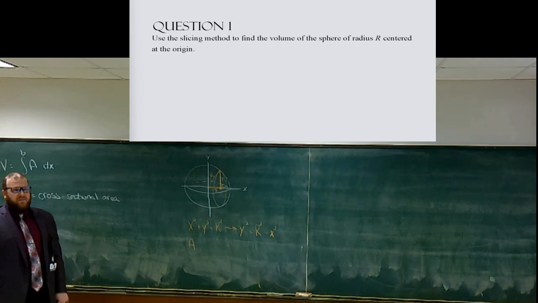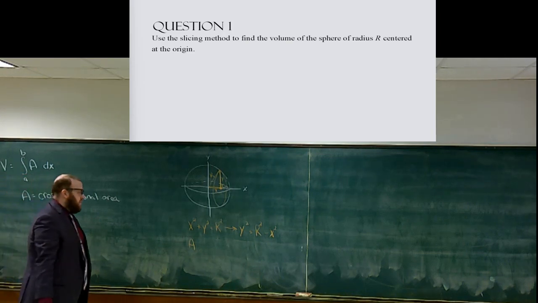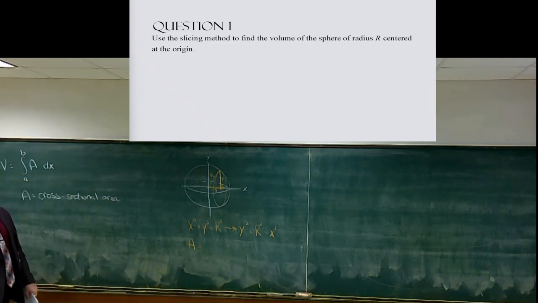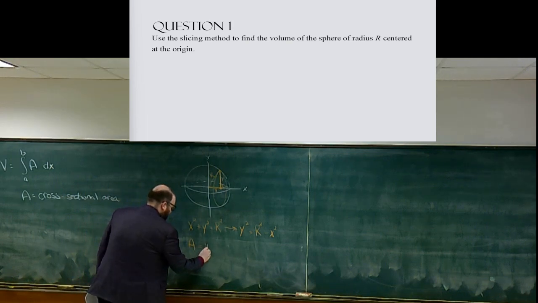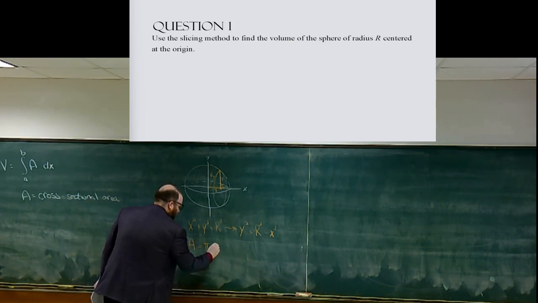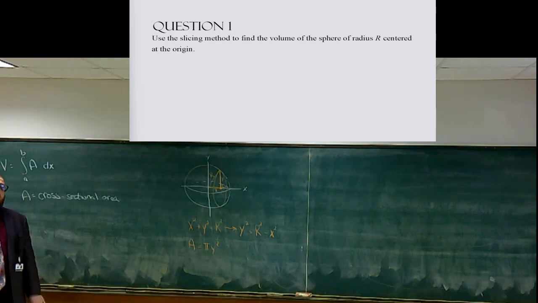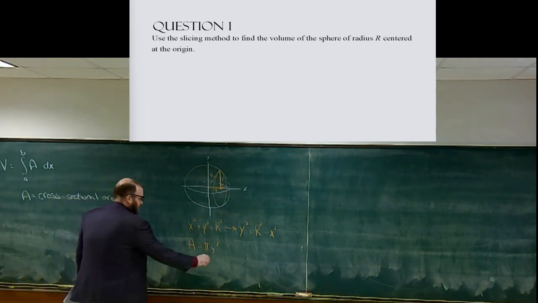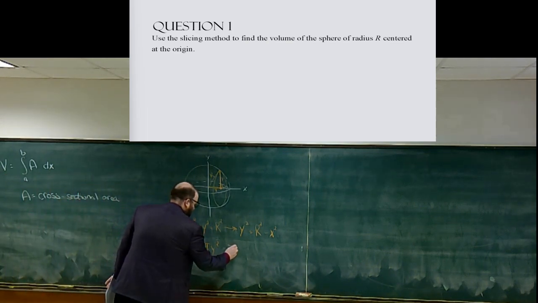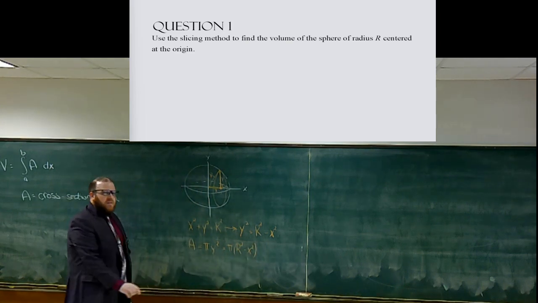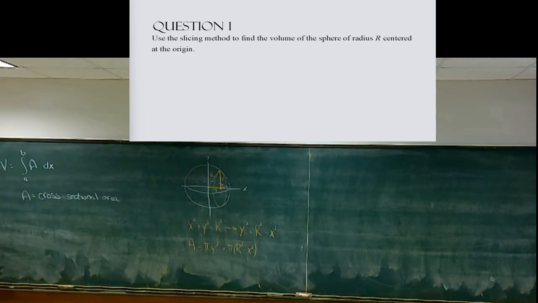Area of a circle is what? Pi r squared. But in this case, our radius of the circle, little r, is y. There's our area.